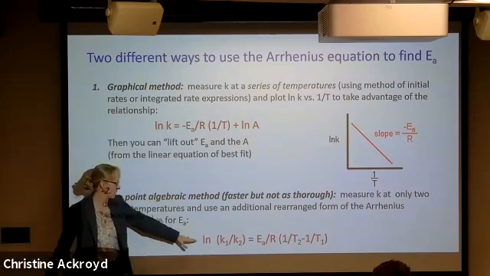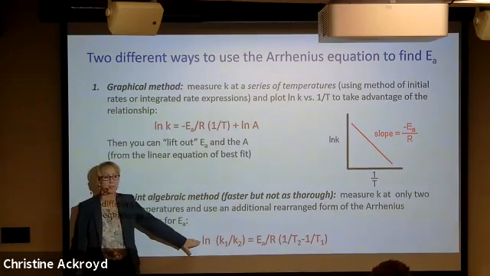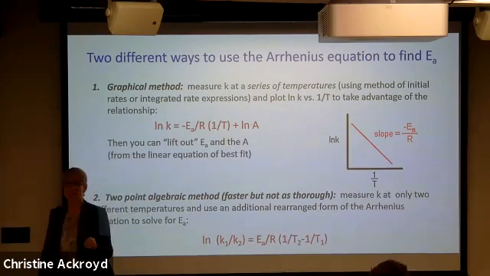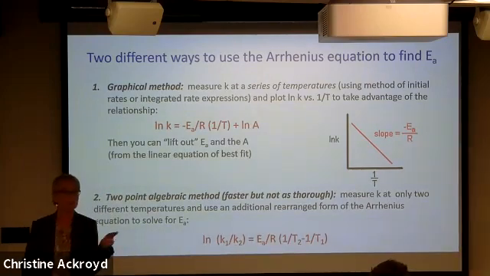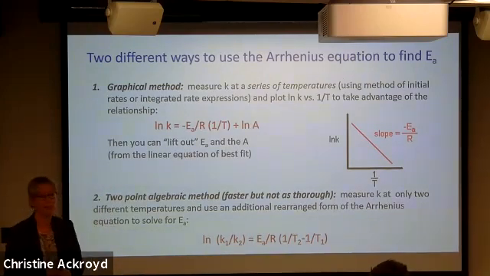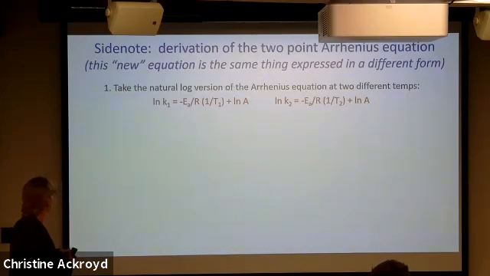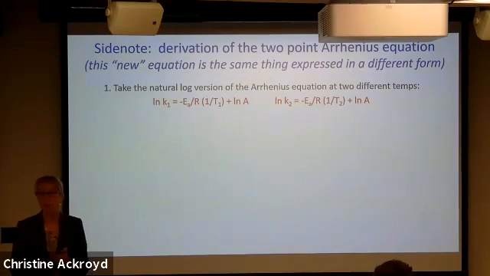But you get this ugly beast here. That's useful because from a rate constant at only two temperatures, you can come up with a reasonable energy of activation. I just want to show you where that 2-point linear Arrhenius equation comes from so that it makes more sense.